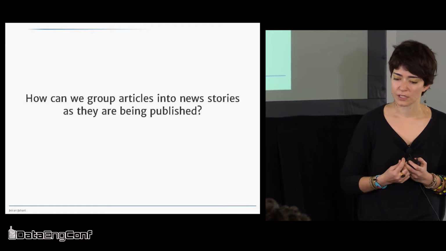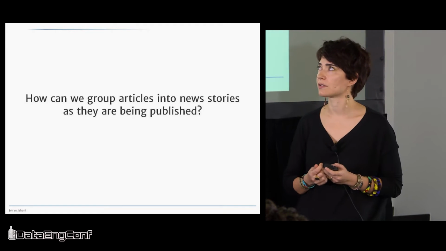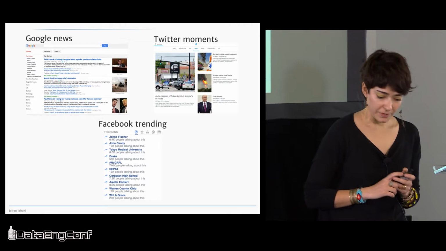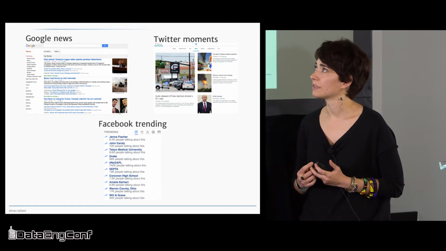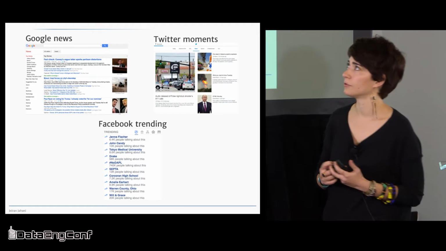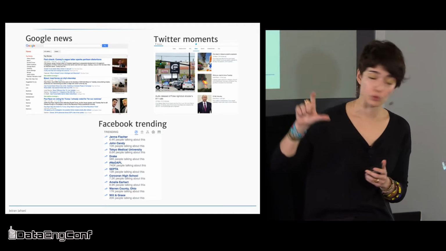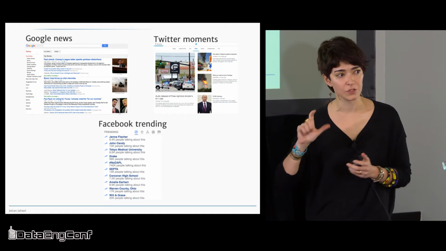Okay, so how can we go about this? How can we group them as they're being published? A lot of people have been talking about it, thinking about it. Take Google, for example. As you see, each one of those is a group of articles about the same news event.